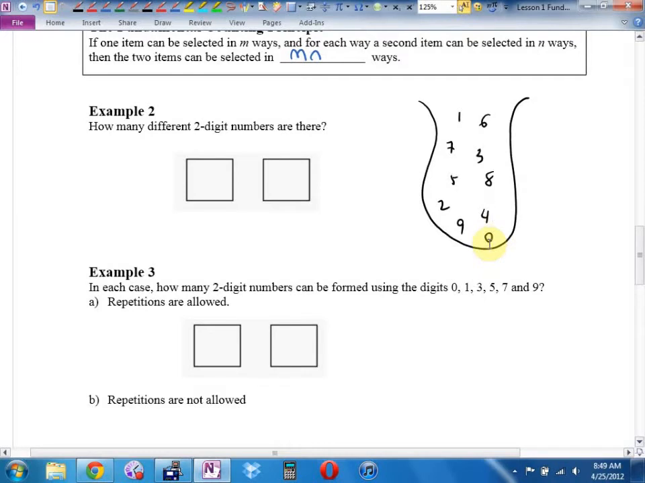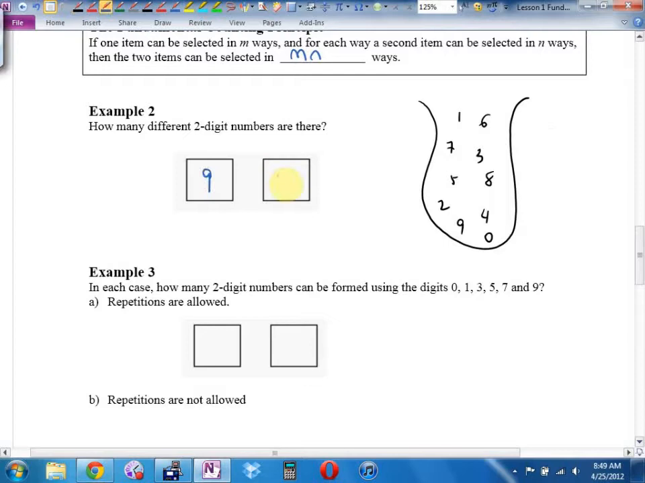So two-digit numbers, how many choices do I have for the first digit? And I'll give you a hint, it's not 10 choices. How many choices do I have for the first digit? Why 9 and not 10? What can't a two-digit number begin with? 0. Okay? That's why I drew that little thing to help me visualize. So I got 9 choices.